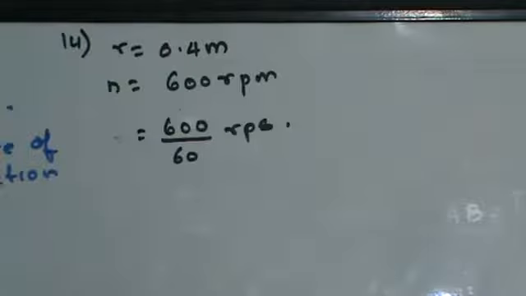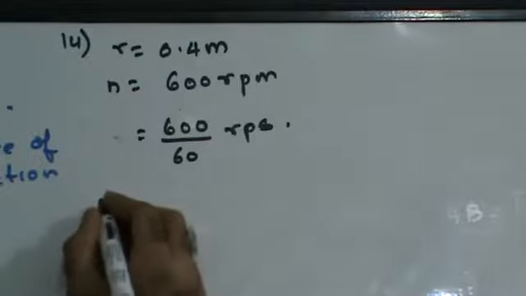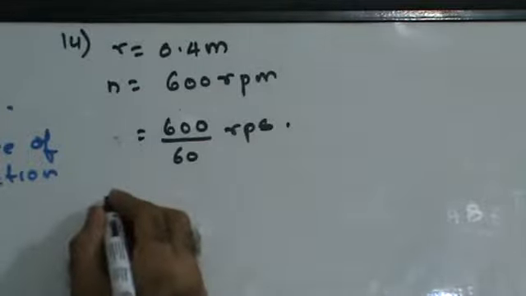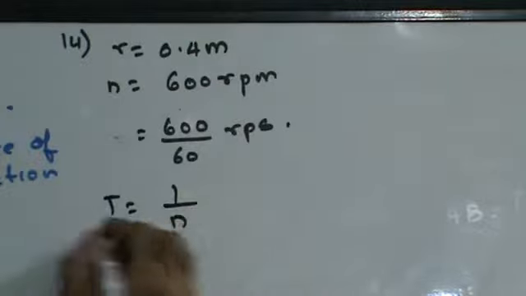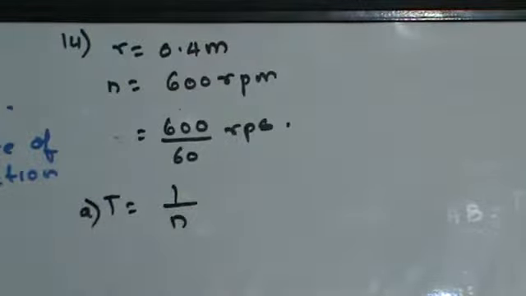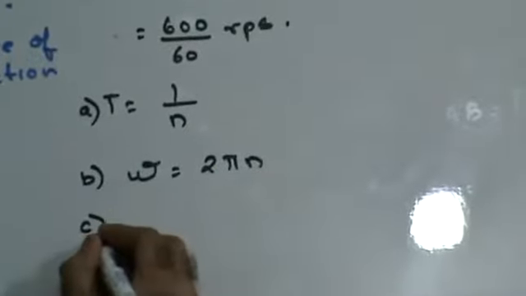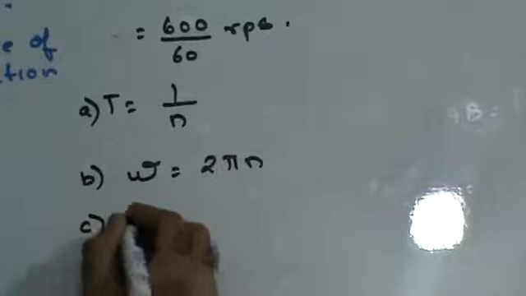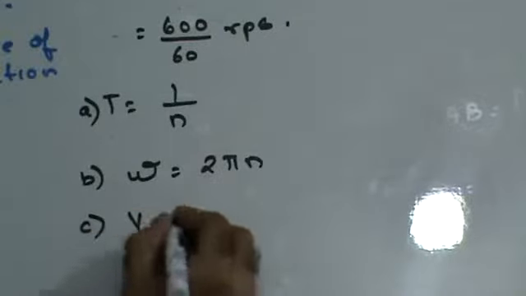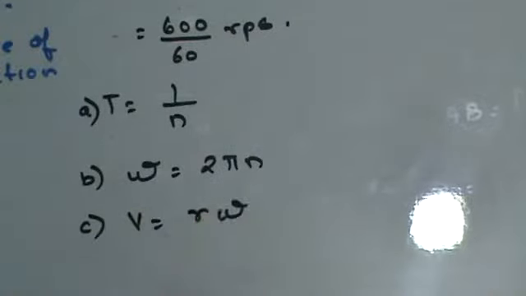Fine. Now, first of all I can say time is 1 upon frequency. Right, so time I'll straightforward get because frequency is given to me. Next, angular velocity omega is 2 pi n. Again I can get the answer. N is given to me. Next, linear velocity v is r omega. Omega I just found out, so I'll get the answer for this.